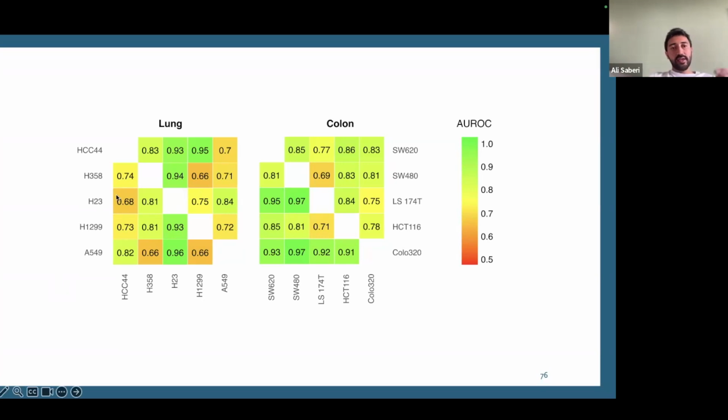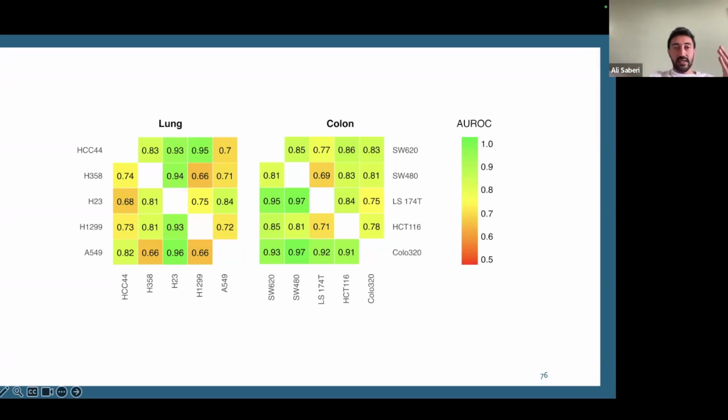So what is the prediction task here? The prediction task is a binary classification. Let's say I'm comparing HCC44 with H358. When I'm comparing this cell line versus that cell line, I have a set of isoforms. Some of them are significantly upregulated in this cell line, and the rest show no significant changes. The model will take the embedding of the isoform and try to predict whether it's upregulated or not.